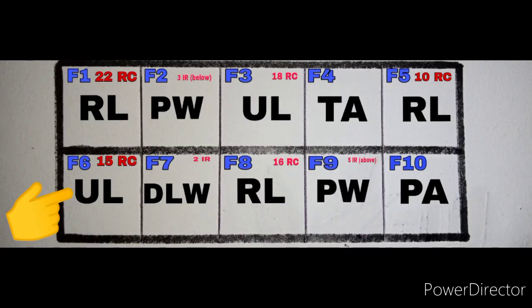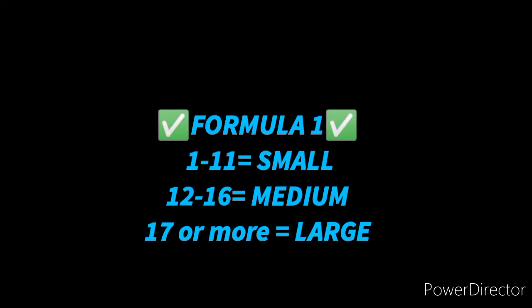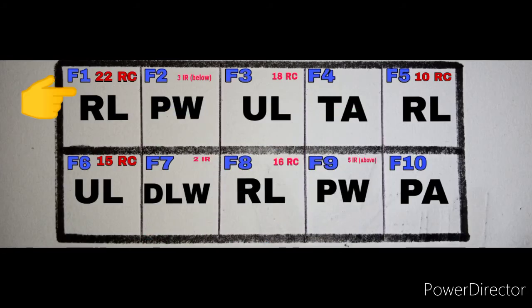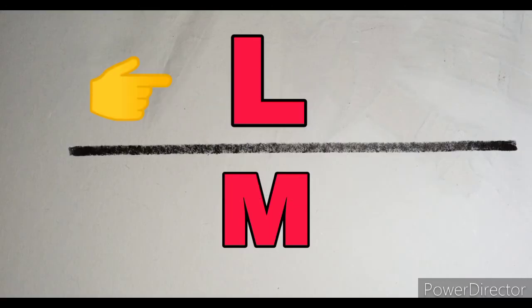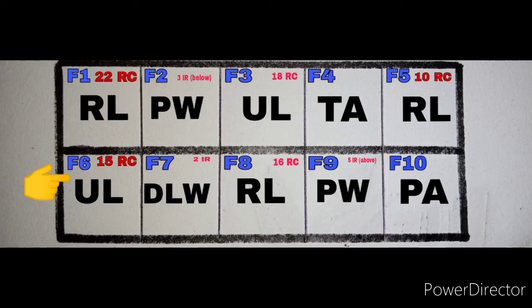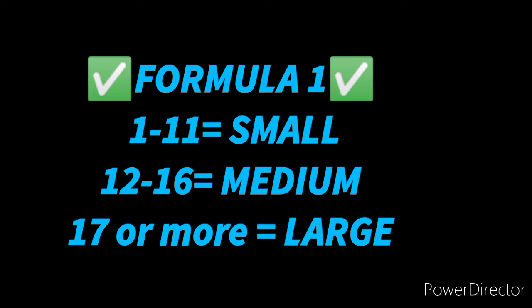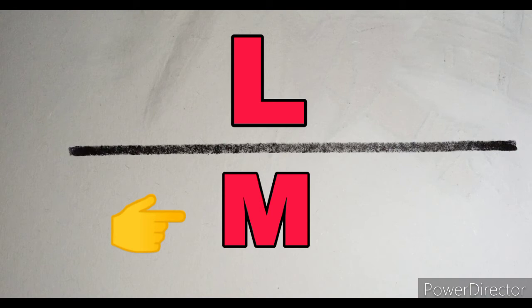In the chart, the left thumb, or F6, has 15 ridge count. Therefore, the formula to be used for the right thumb is formula 1. F1, or the right thumb, has 22 ridge count. Therefore, it belongs to large. In formula 1, put it in the numerator. The left thumb, or F6, has 15 ridge count. Therefore, it belongs to medium. Put it in the denominator. Now you have the major classification.